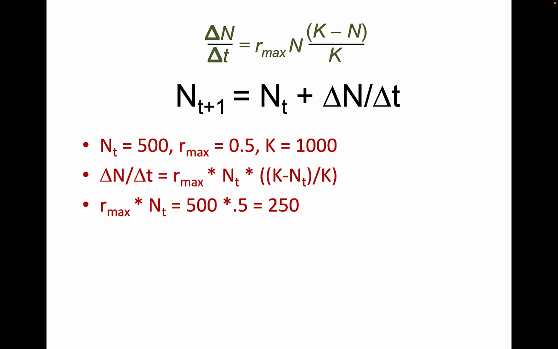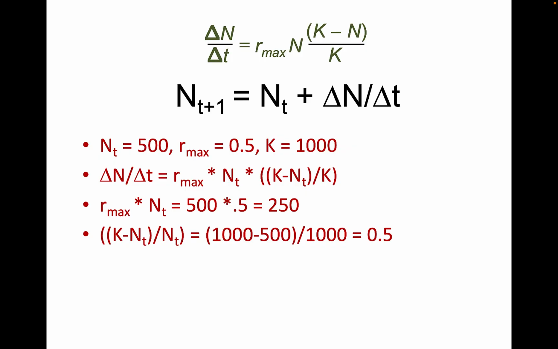So if we take this R max times n, it's the same as we did before, equals 500 times 0.5, so 250. So that would be your growth rate if you didn't have the K minus N over K part, but we need to multiply by the K minus N over K. So let's figure that out.